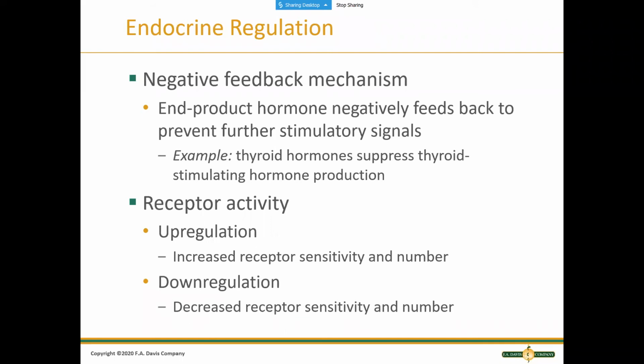The endocrine system is regulated by a negative feedback loop. The end product hormone negatively feeds back to prevent further stimulation. An example would be your thyroid hormones suppress the thyroid stimulating hormone production. So the thyroid hormones are T3 and T4. And as those levels climb in your bloodstream, they tell your pituitary gland to stop kicking out TSH. So it's a feedback loop.